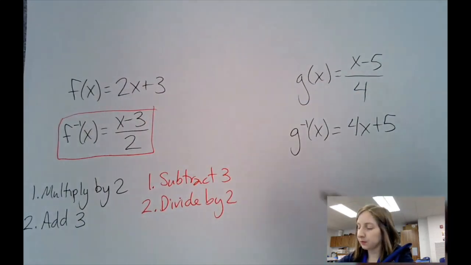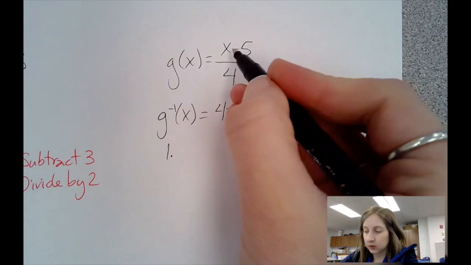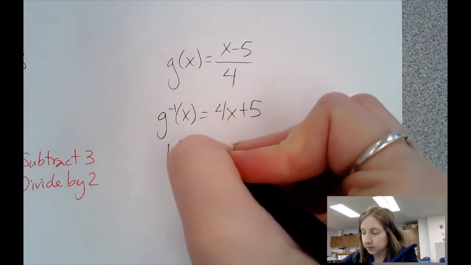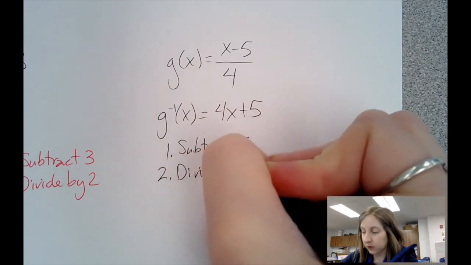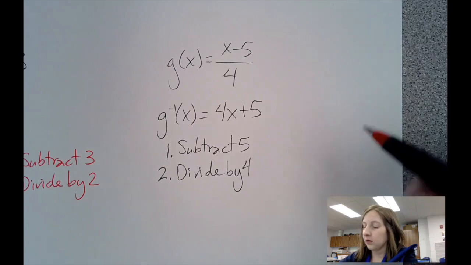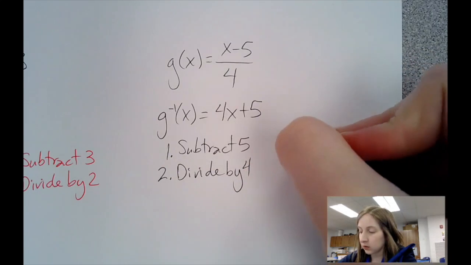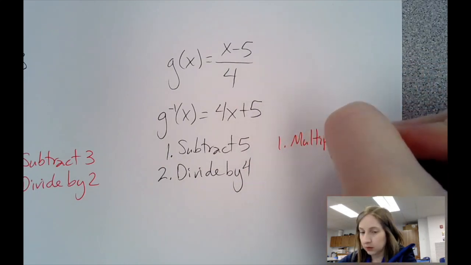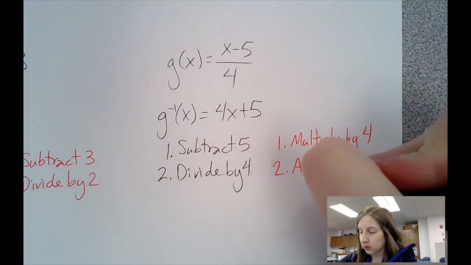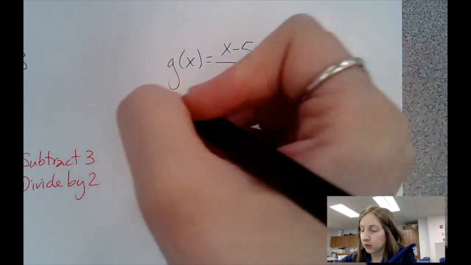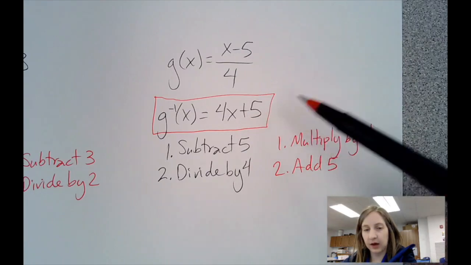Let's look at this last one right here. Step 1 is subtract 5. Step 2 is divide by 4. Now, if I go back and undo these in the reverse order, undo step 2 first, multiply by 4, and then I undo this one, add 5. That's how I got this inverse. I did multiply by 4, add 5.